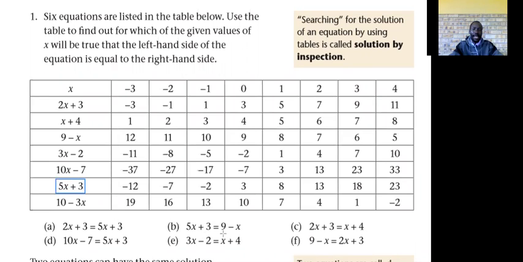And 9, okay, this is the equation we are talking about now. We are on B. And on the other side, we have 9 minus x. Yes, 9 minus x. So the question is, where do we have the same value for this solution, which is also the same as what we have here?